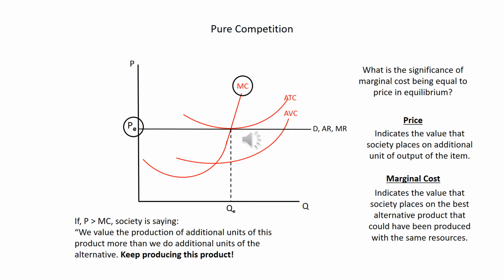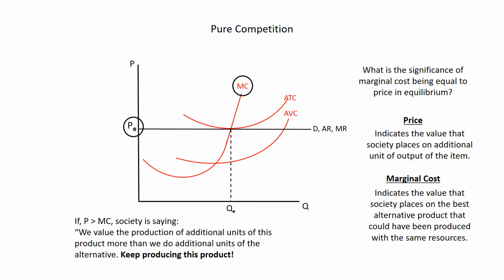Keep producing this product. But, as more units are produced, the society becomes increasingly satiated with this product, and diminishing marginal utility sets in, causing the demand for the product, and thus its price, to go down. But also, as more units are produced, the marginal cost of producing it will go up. Remember the law of increasing marginal costs? At what point should society stop producing this product and start producing the alternative product? When its price no longer exceeds its marginal cost. At what point does price no longer exceed marginal cost?